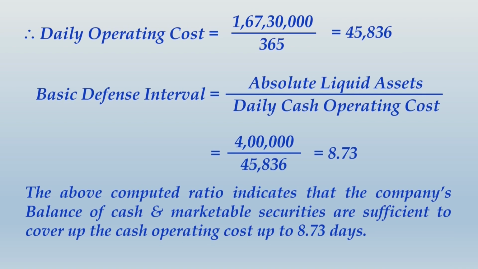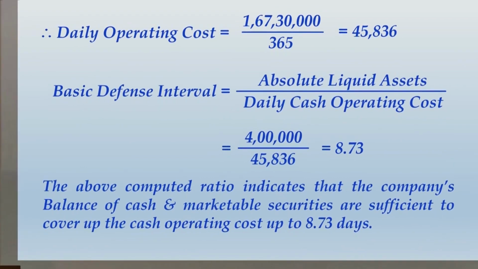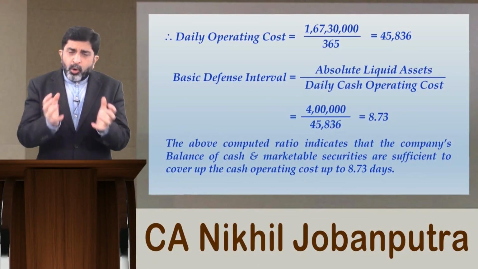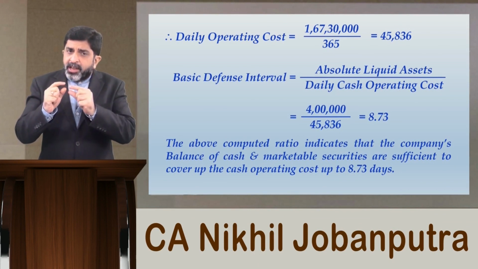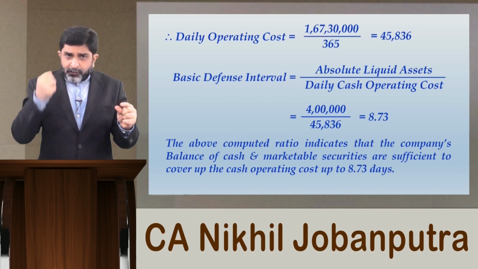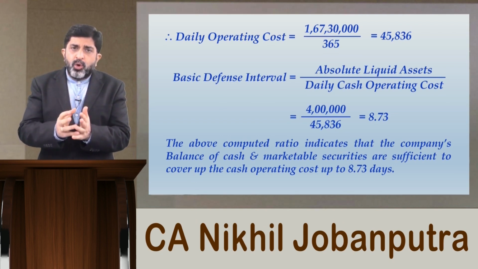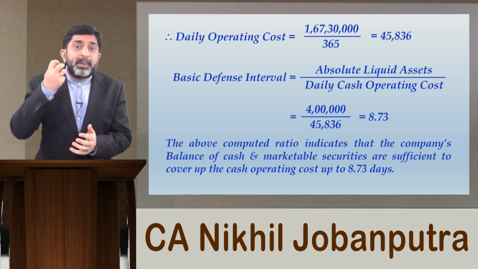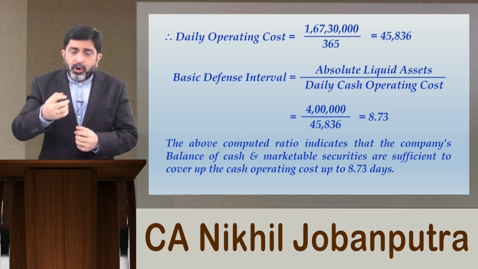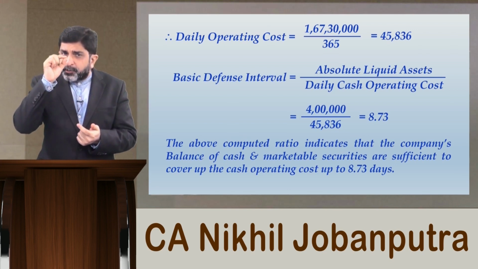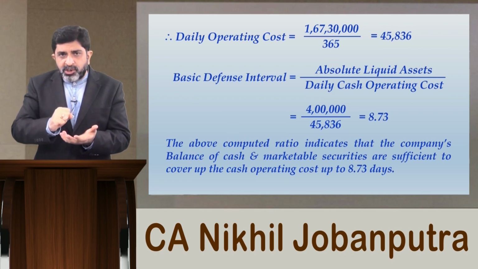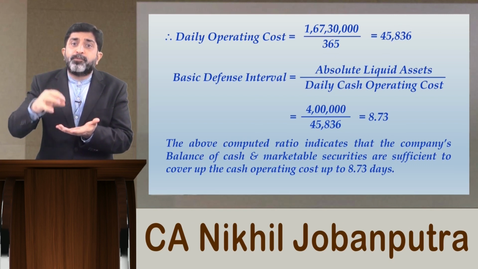Time for me to explain to you what this basic defense interval is. Please observe one thing. How did we approach this whole calculation? It is the process of calculation which in itself gives you a lot of clarification. We would first want to know how much is the cash spending throughout the year. Cash spending, not for buying assets or doing anything else, cash spending for your routine operations. Now what is routine operation? The company's cost of goods sold.